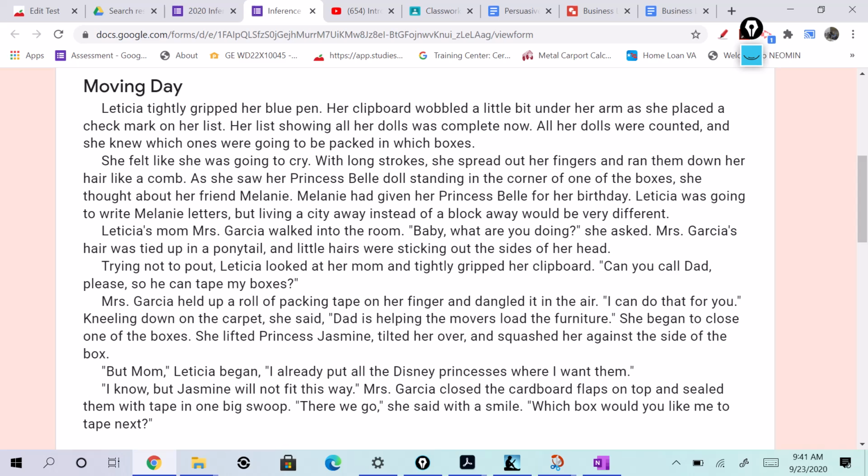"But Mom," Letitia began, "I already put all the Disney princesses where I want them." "I know, but Jasmine will not fit this way." Mrs. Garcia closed the cardboard flaps on top and sealed them with the tape in one big swoop. "There we go," she said with a smile. "Which box would you like me to tape next?"